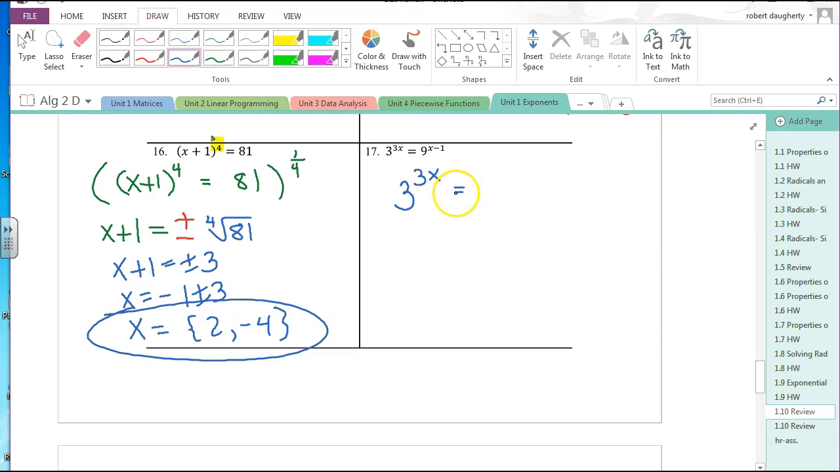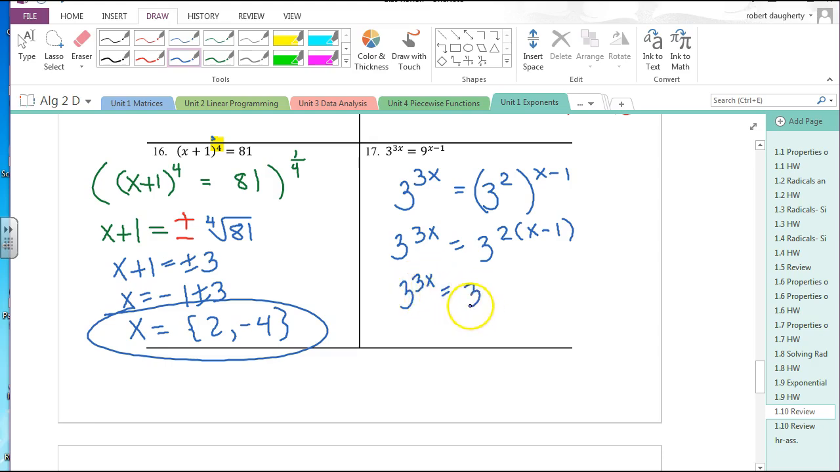So I can write this as 3 squared to the x minus 1. Okay? This means that 3 to the 3x equals 3 to the 2 times x minus 1, or 3 to the 3x equals 3 to the 2x minus 2.